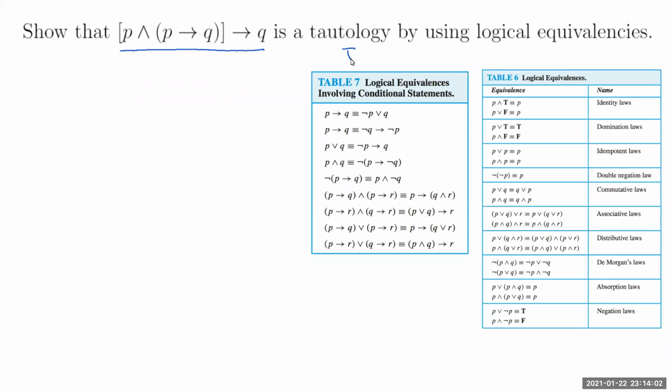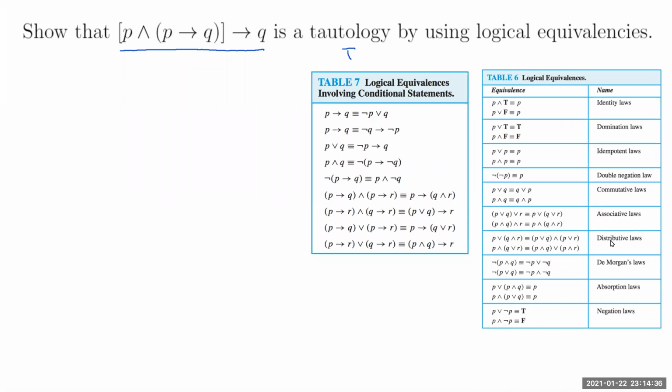Generally, the logical equivalencies that we're going to be using fall into these two tables, specifically all the ones in table 6. You'll see a lot of the time we will use identity law, distributive law, or De Morgan's law. Those are often used in this class, as well as table 7. There's also table 8, I believe, but generally these two tables are enough, and they're enough for this problem here, so that's why I only have these two tables at the moment.